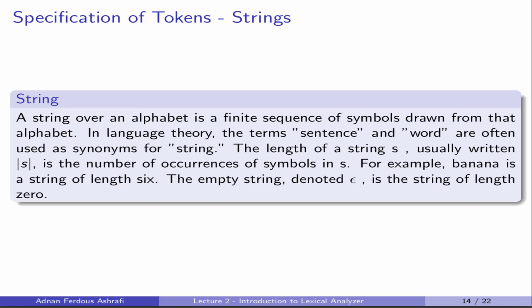So the length of a string s, usually written as s bar, okay? S bar হিসেবে লিখি কারণ হচ্ছে the value of s is the absolute value of s, or it's always positive, right? So that's why we term it as s bar. Is the number of occurrences of symbols in s. So for example, if I take a string banana, it's a string of length 6. The empty string denoted by epsilon is a string of length 0.